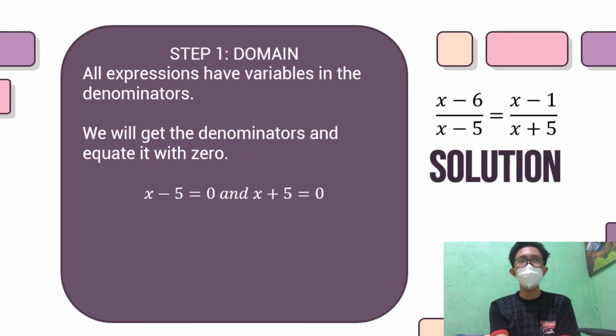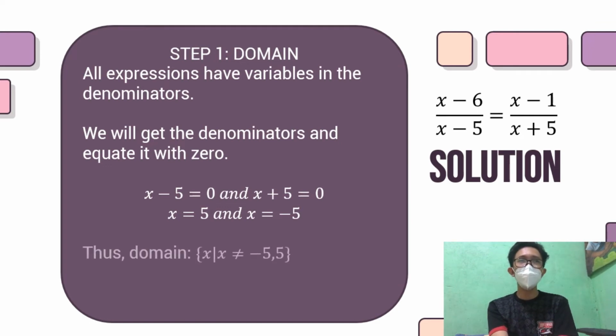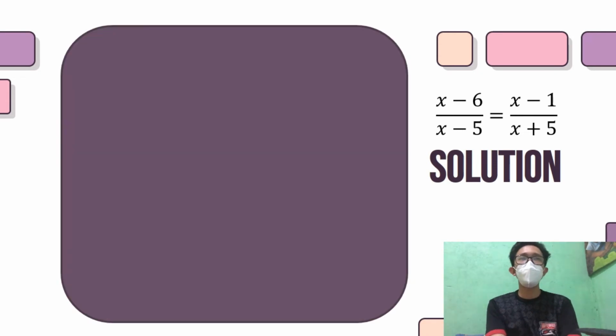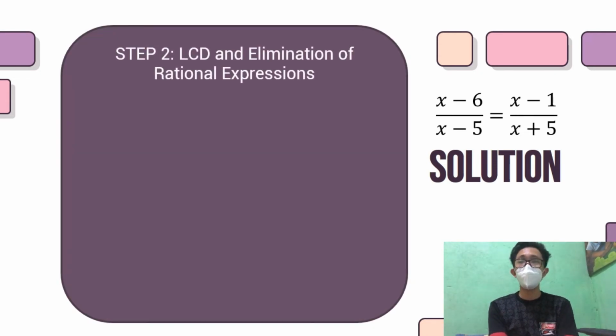Transpose negative 5 for the first factor and positive 5 to the next factor. So, transpose to both sides of the equation. So, we have x is equal to 5 and x is equal to negative 5. So, both of them will never be part of the domain since kapag isa sa kanila ay ang solution, the answer will be undefined. So, thus, the domain is x such that x is not equal to negative 5 and 5. For step 2, LCD and the elimination of rational expressions.